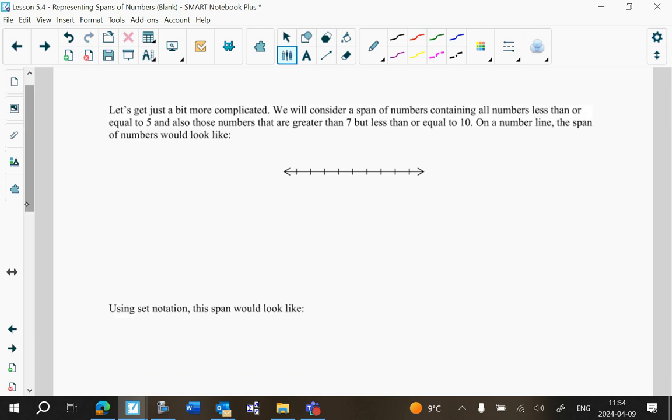What happens if we have 2 spans? All the numbers that are less than or equal to 5, but also all the numbers that are greater than 7, but less than or equal to 10. So we don't have enough notches here to put 0. So what I'm going to do is start 5 here, and then go 6, 7, 8, 9, 10. Because I have to include all those numbers in the diagram.